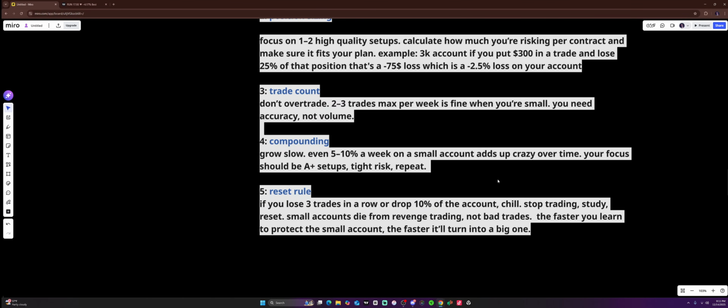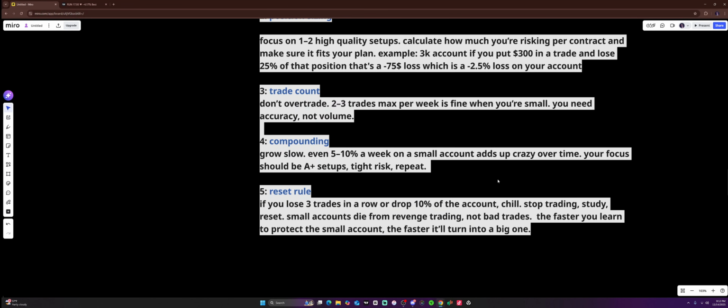People will trade, have a bad trade, and then they revenge trade. They get right back at it, and they're just like, oh, I need to make that money back, right? And that's exactly how you're going to lose and fail. Do not revenge trade. Take one trade and be okay with the outcome. It is very, very important to be okay with the outcome. The faster you learn to protect your small account, the faster it'll actually turn into a big account.